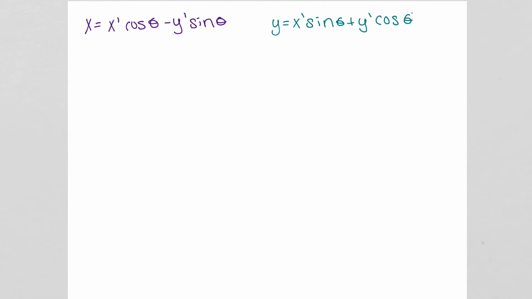The next step is to find x and y. So, x is, if you'll remember, x prime cosine theta minus y prime sine theta. And y is x prime sine theta plus y prime cosine theta. So plug in our 30 degrees.